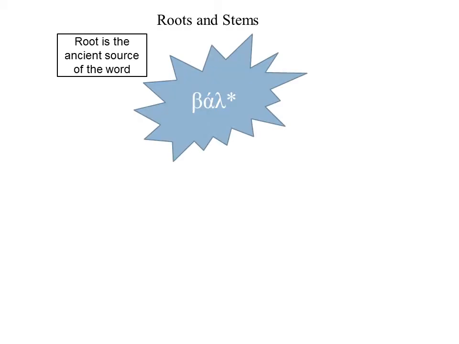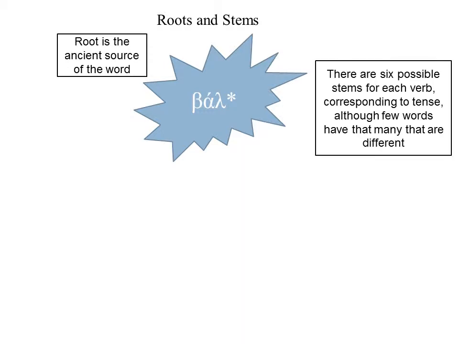There is outside there a root, which is the ancient source of the word. And we'll say this is bal for balo. Okay? And this is a word, or a prefix or something, that meant something about throwing. There are 6 possible stems for each verb corresponding to tense, although few words have that many that are different. In other words, there's only one root that we're going to deal with, but there can be multiple stems.